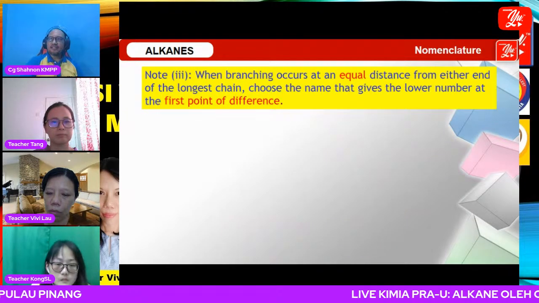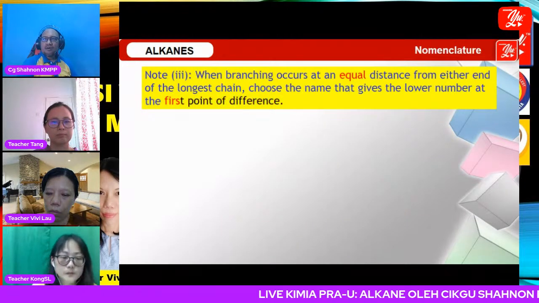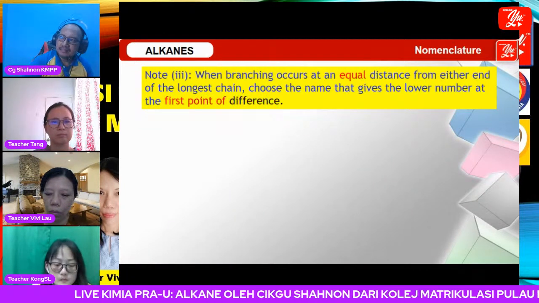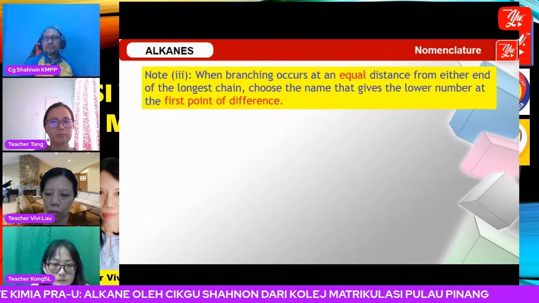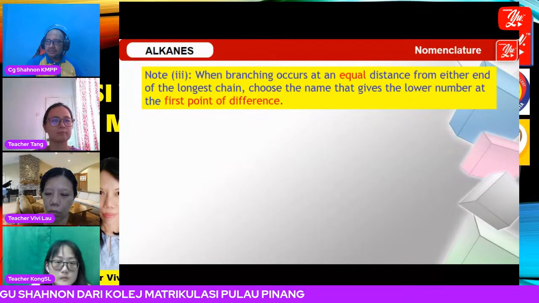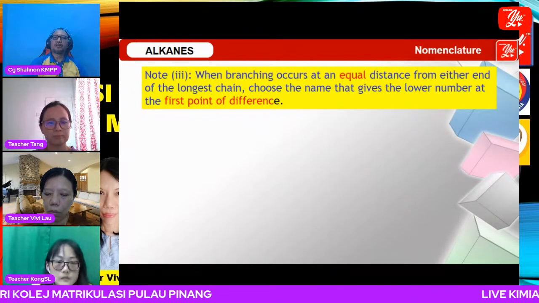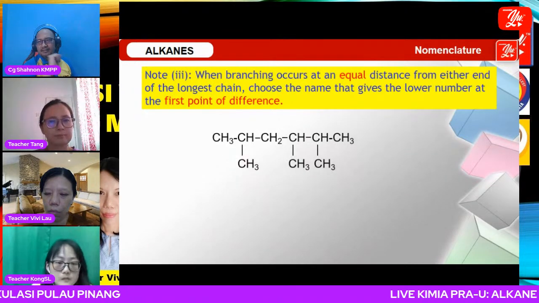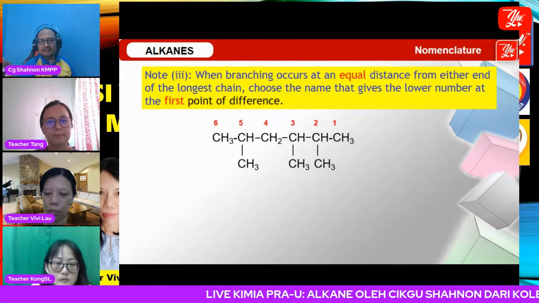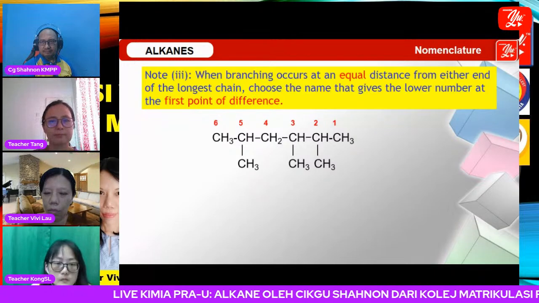Note number 3. When branchings occur at an equal distance from either end of the longest chain, choose the name that gives the lowest number at the first point of difference. Look at this. 1, 2, 3, 4, 5, 6, hexane. The red in color.